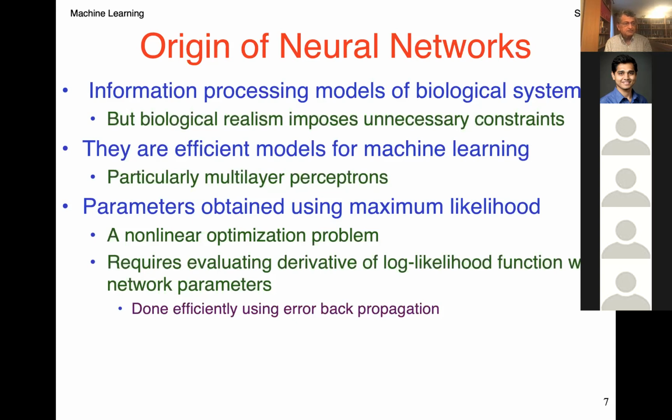Maximizing the likelihood becomes minimizing the negative log likelihood, and that is essentially the cost function. So we have to do gradient descent on that maximum likelihood function, and so we need to compute derivatives of that. Computing derivatives is a complicated matter, and there is a clever algorithm for it called error backpropagation, which computes that efficiently.